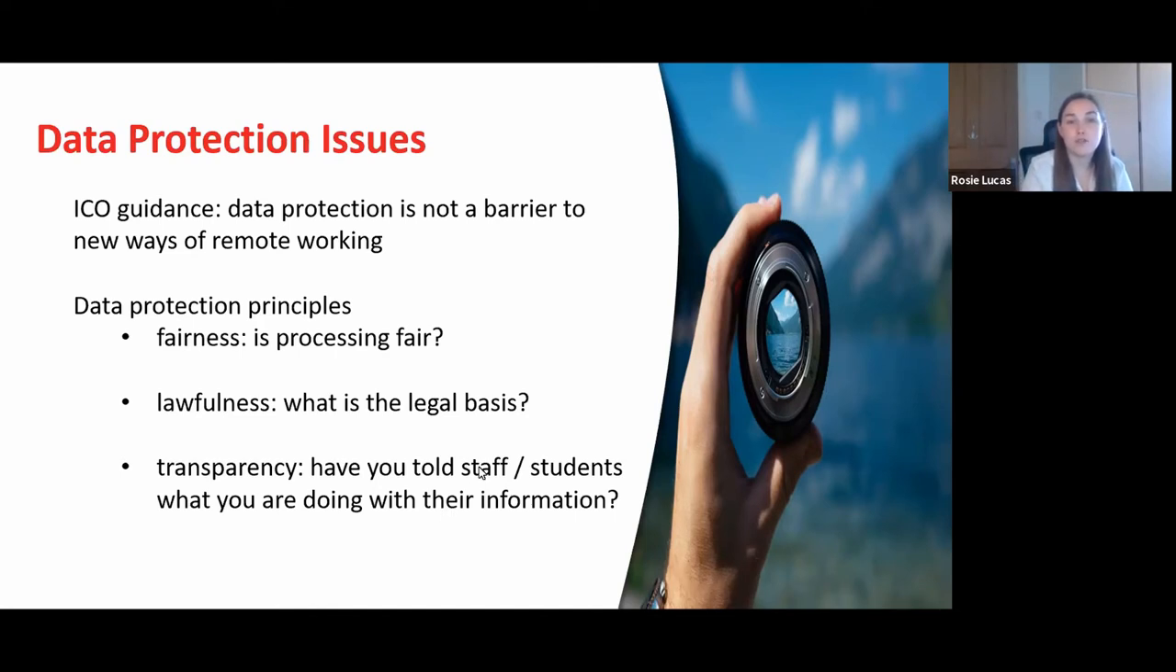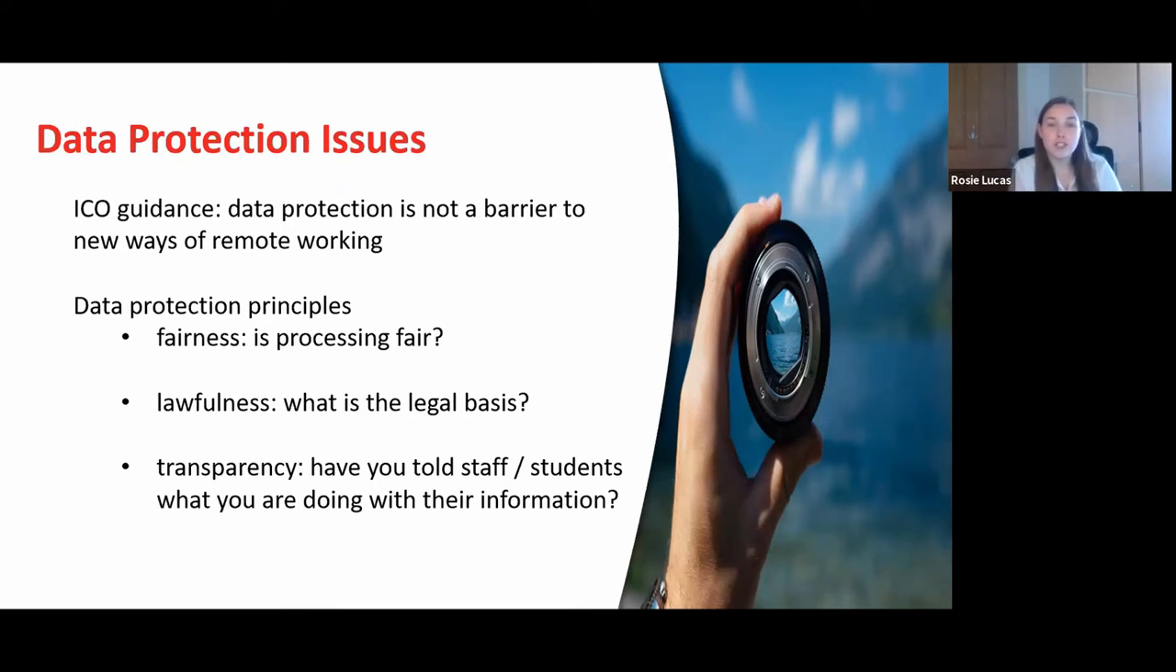Then, looking at lawfulness, you'll need to identify and document a lawful basis for processing personal data when recording lectures. For most universities, when you're recording lectures for educational purposes, you'll be able to rely on legitimate interest or public task as a lawful basis.